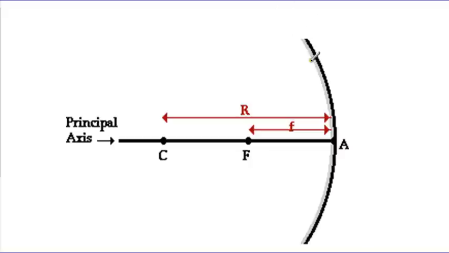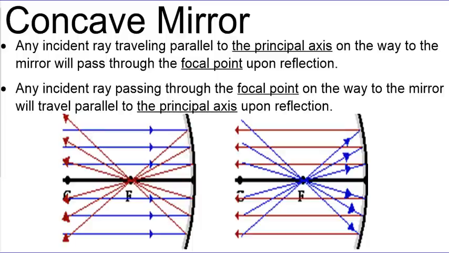So again, this is part of our mirror. And if we were to imagine this all as a sphere extending out, the C would be the center of that sphere. F would be halfway between C and where the radius hits the vertex over here. The radius is there, and the focal length is there. And this will hold true for both concave and convex. Right now, we're going to focus mostly on concave mirrors, though.